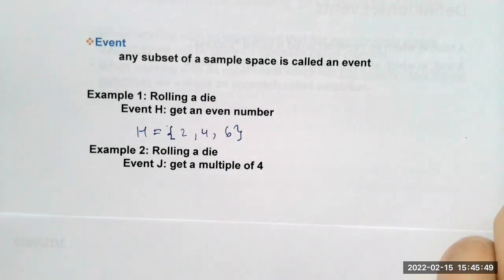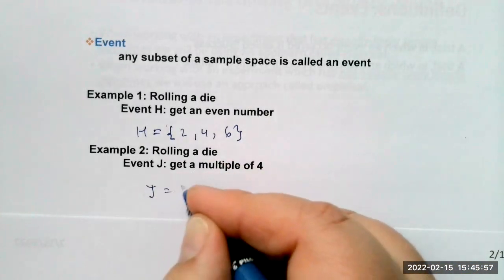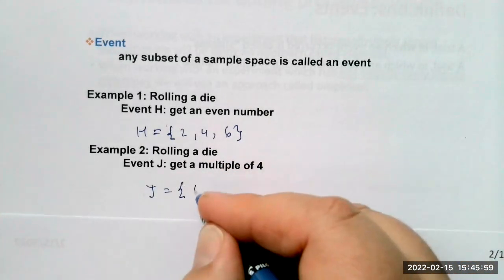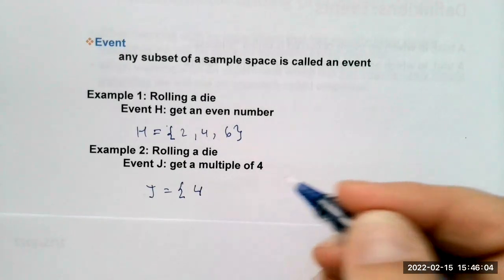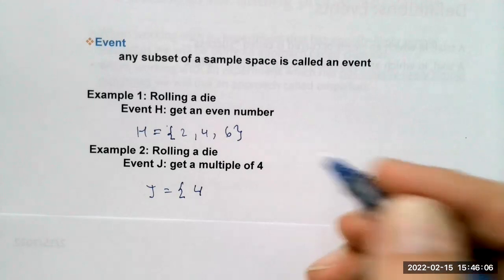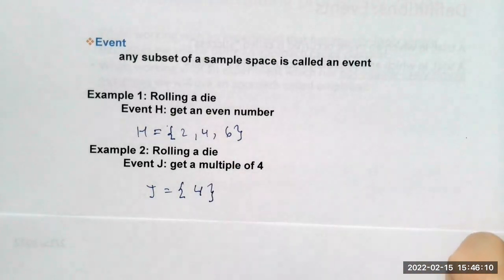Another example, event J is described as getting a multiple of 4 when rolling a die. So what are the multiples of 4? Well, there is a 4, and the next multiple of 4 is 8, which is not in the sample space of rolling a die. So 4 is the only value in that event.